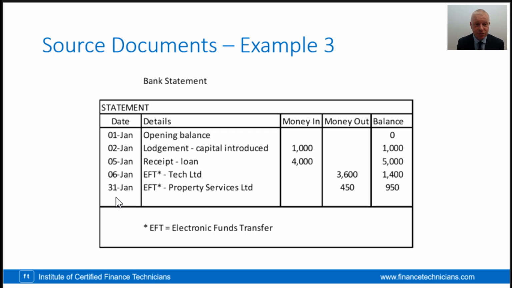And then on the 31st of January, another electronic fund transfer to Property Services Limited, 450, reducing this figure from 1,400 down to 950. So bank statements, pretty straightforward. It just shows money's going in and money's going out. And part of the bookkeeping process will be to identify what categories these need to be classified into.